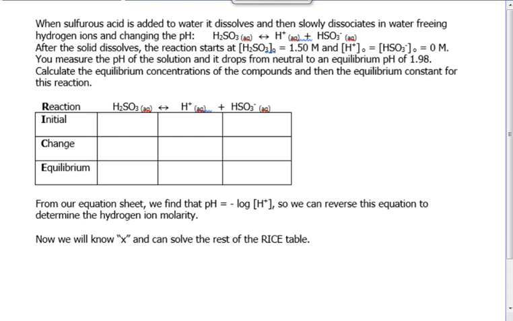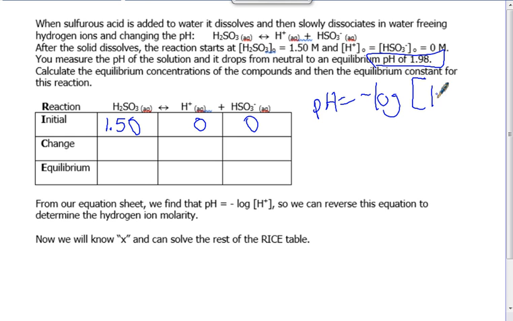All right. On this problem, we had the initial value spelled out, 1.5000. The tricky thing was this pH value. pH is equal to the negative log of H in terms of molarity. So they've given us 1.98 equals negative log of molarity. How the heck do I figure out that value? Because it would fit right in there.